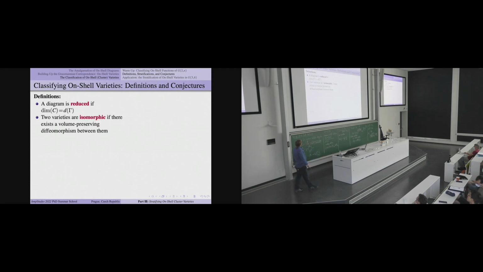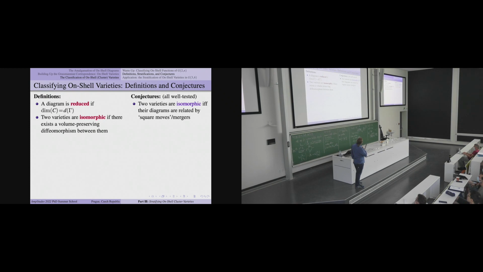Okay. Two varieties are isomorphic if there exists some volume-preserving diffeomorphism between them. That's what we're going to call isomorphic. Now we get to some conjectures, which are almost certainly true. Actually, I think I might have a fake conjecture on this list, but what I mean by all well tested is that they're theorems for the planar case, and there's no violations anywhere else.